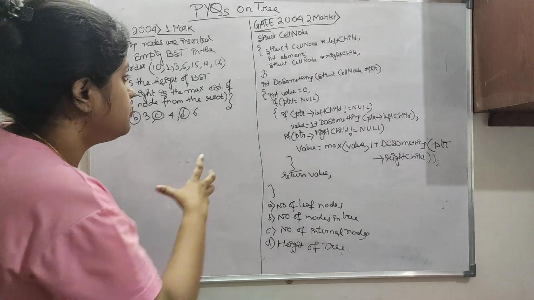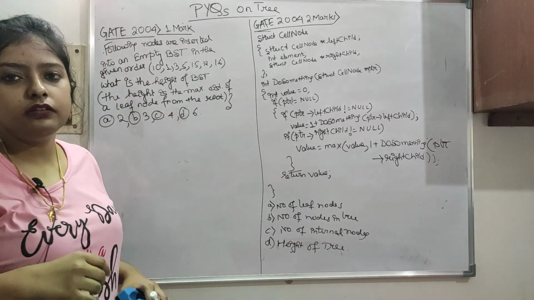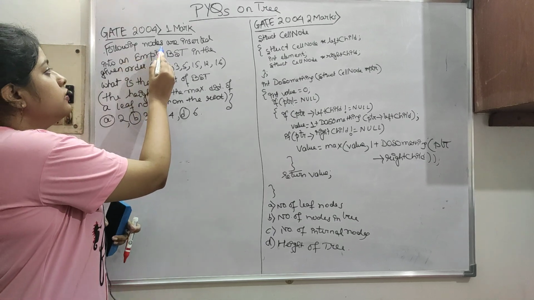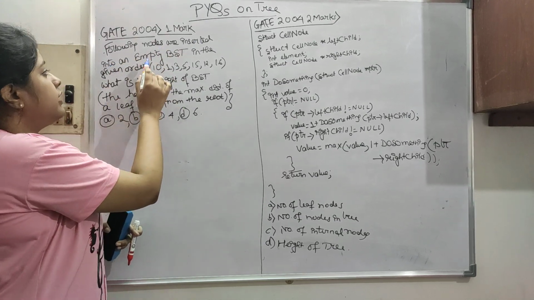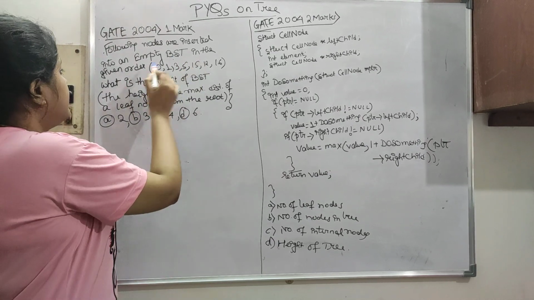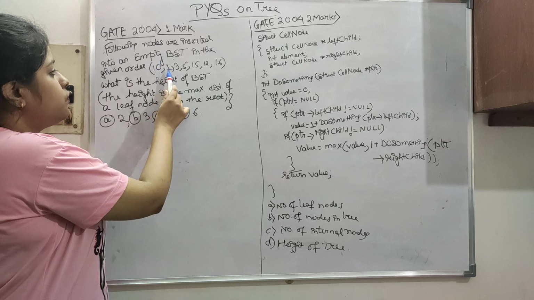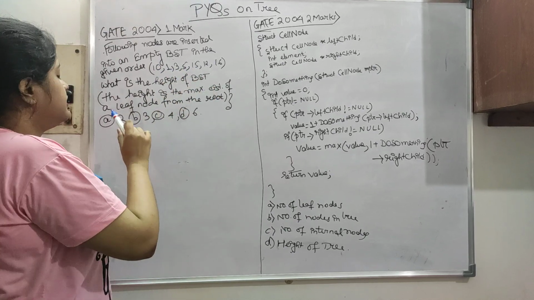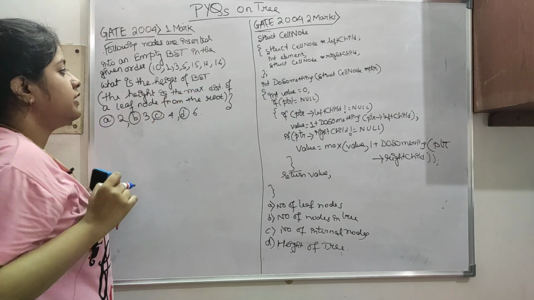So now these two questions are also on tree. Let's see the first question here. The following nodes are inserted into an empty binary search tree. BST means binary search tree, in the given order: 10, 1, 3, 5, 15, 12, 16. What is the height of the binary search tree?